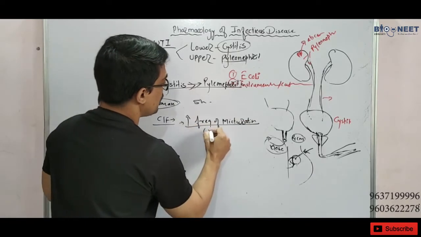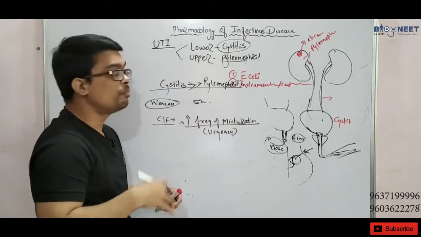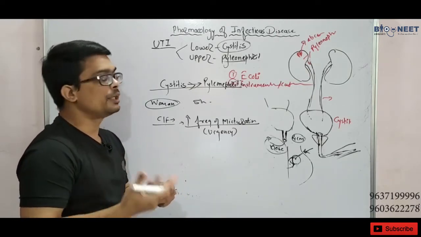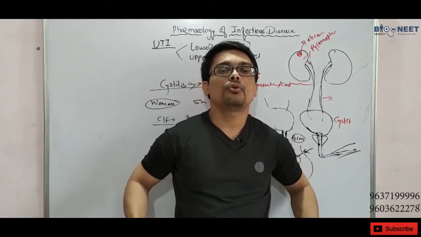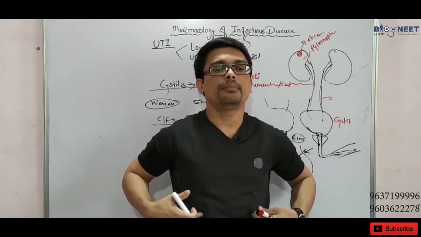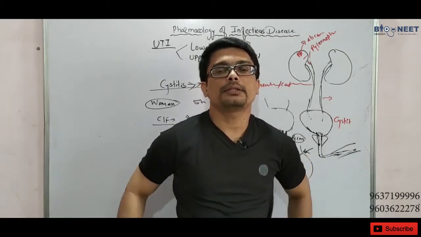Urgency, that is called urgency, because of the infection. Burning sensation, right? Painful urination, right? Pain in the flank region, that is called costovertebral angle, where there is a rib, okay, and here there is a vertebra. So this is on the back side.